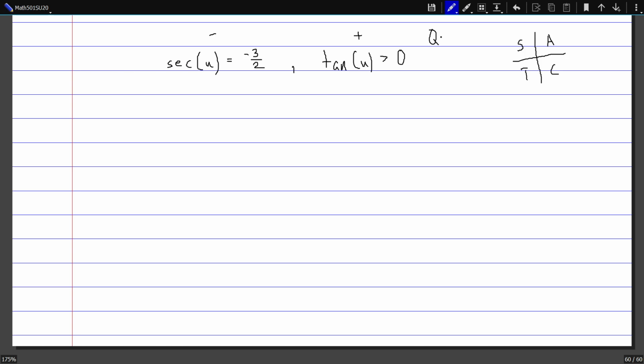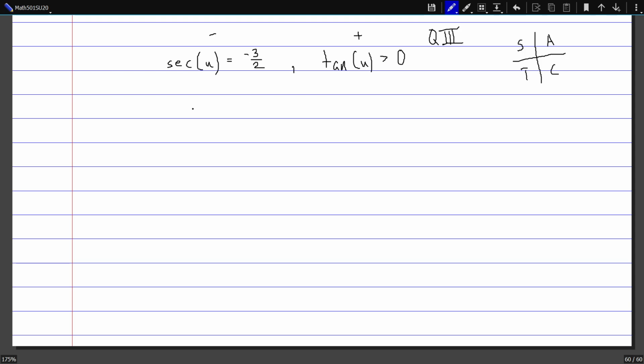So let's just make a note of that for future reference. This is going to tell us that our tangent and cotangent values should be positive, but our secant, cosecant, sine, and cosine values will all be negative. We've already gotten one huge chunk of information just off of these two pieces that they've given us. Now we still need to work to find the remaining parts.